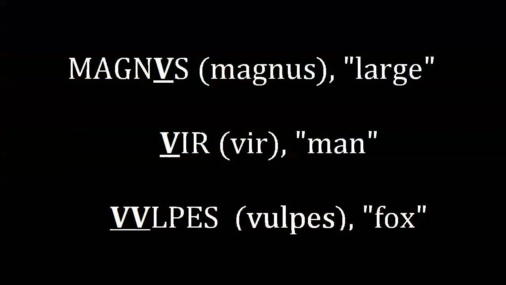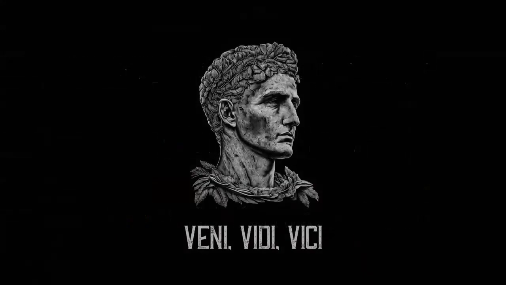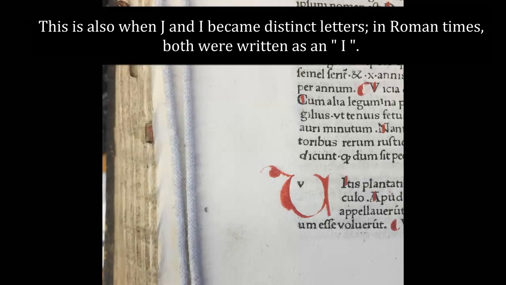Another ambiguity that existed was between the letter V as a vowel U and as a consonant W. That's right, in the time of classical Latin, the letter V didn't yet make the V sound. Caesar's famous remark, Veni, vidi, vici, I came, I saw, I conquered, would have been pronounced as Weni, widi, wici. It wasn't until the Middle Ages that scribes started writing consonant and vowel V as two separate letters.